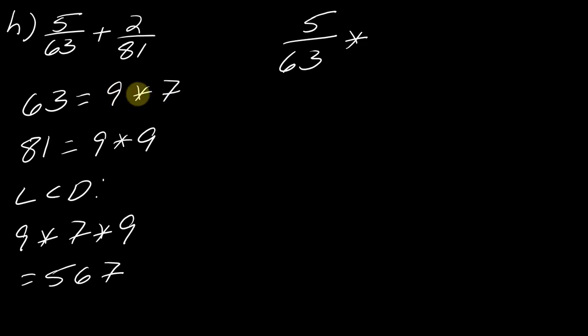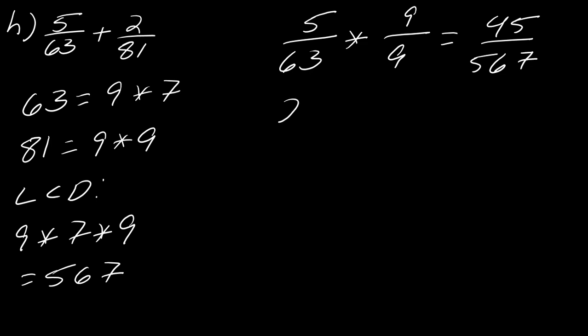So remember, 63 is 9 times 7. This is the LCD that I want. So what does this have that this doesn't have? That would be a 9. So multiply the top and bottom by 9. 5 times 9 is 45. So this will become 45 over 567.